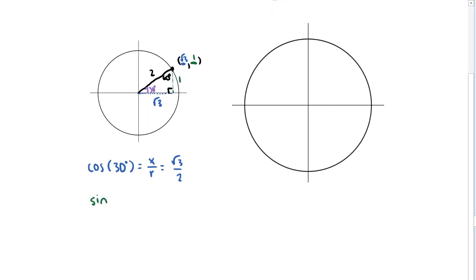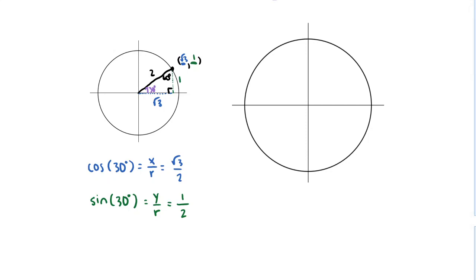And then we can do the same thing for sine of 30 degrees now that we know the coordinates. Sine of 30 degrees, that's the y-coordinate associated to this 30-degree angle on the unit circle, or on this circle, and we're going to divide it by the radius of the circle. So we have 1 as the y-coordinate divided by 2, the radius.